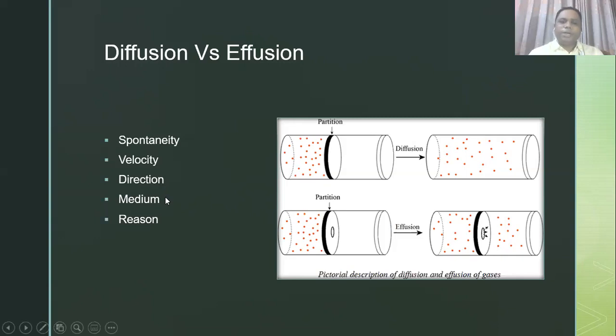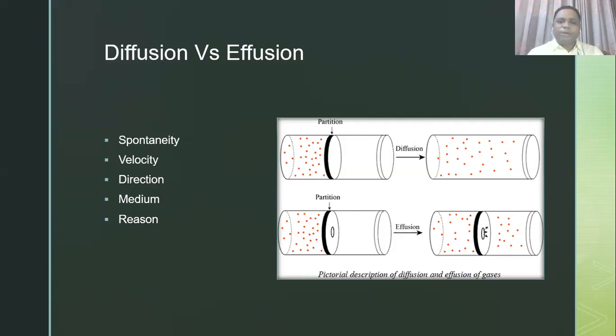Diffusion takes place in a medium, that means at a particular room temperature and pressure. If we keep any material, it can spread out in all directions from a region of higher concentration to lower concentration. This is diffusion. But for effusion, you need to make a pressure difference.